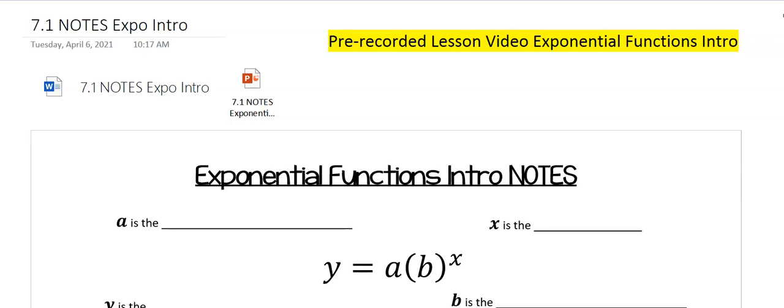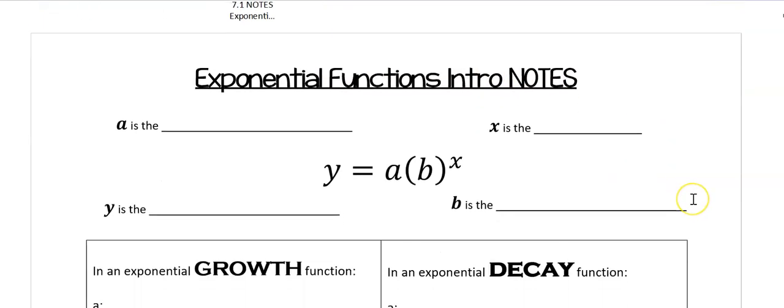Hey guys, so we are starting a new unit, and the best news is there's no singing yet. I don't know any singing that goes along with this unit. So we're going to look at exponential functions, and this is the intro notes. We're just going to touch a little bit of the information and talk about what we're looking at here.